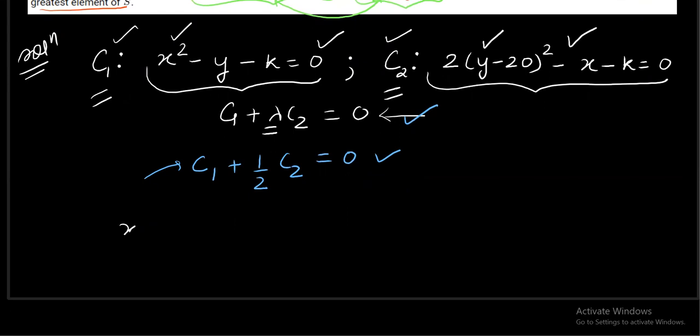So let's write it. The equation will become x squared minus y minus k plus (y minus 20) whole squared.